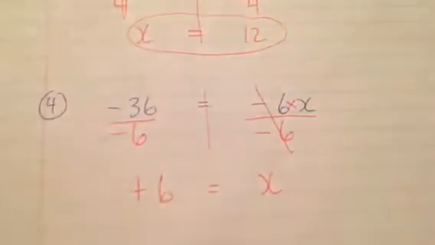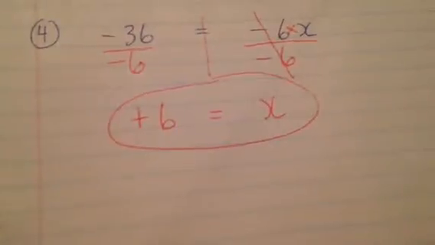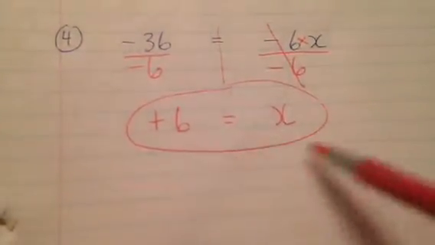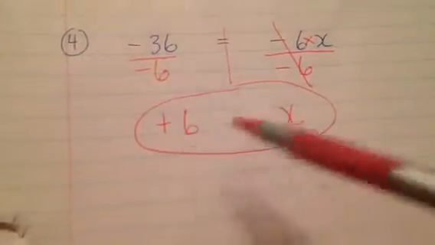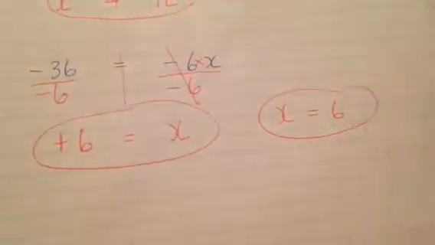36 divided by 6 is 6. So x is equal to 6, or positive 6. One thing I forgot to mention: if you don't like it written this way, where it's 6 equals x, you can also change it to x equals 6, if that makes you feel better.